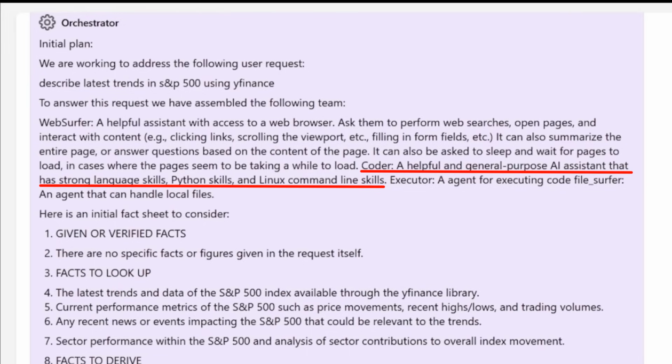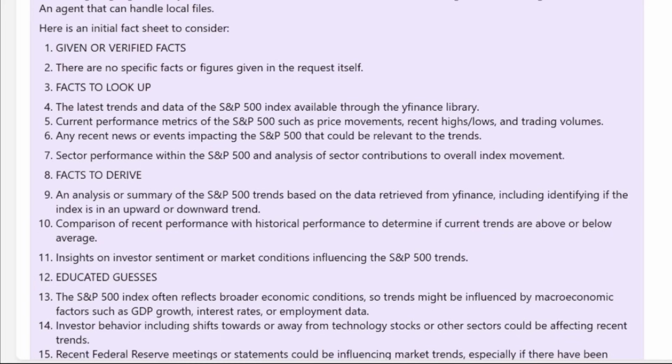So it's also interesting here to look at some of its chain of thought things that are going on here. We can see that it's planned out these chains of thought of given or verified facts. There are no specific facts or figures given in the request itself. Facts to look up: it's basically got that it's going to use Y Finance. It's going to look for things like recent highs, lows, trading volumes. Facts to derive: then it's going to have some educated guesses for this.